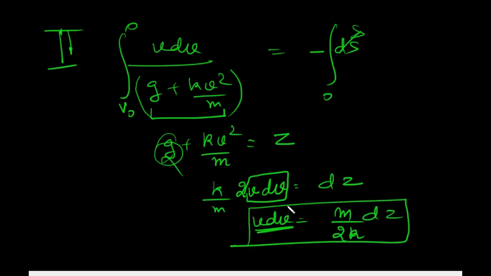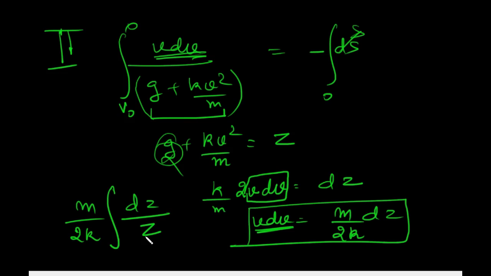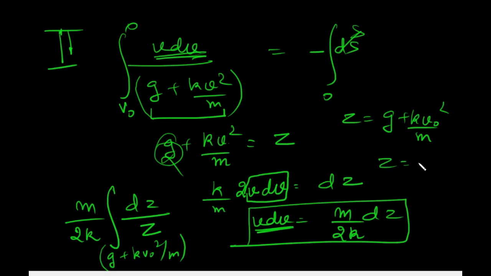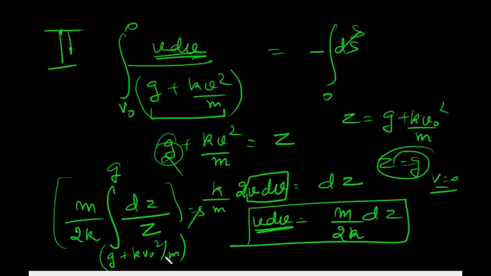Okay, so we put the value of v dv over here, and g plus kv square by m was z, so we get m by 2k dz by z. What will be the limits? You don't have to write v0 to 0 now because that was the limit of v. Here we have taken the expression in the form of z, so limits will change now. When v was v0, z was g plus k v0 square by m. So the limit will be g plus k v0 square by m to, when v is 0, z is simply g. So this is g. Now we have the expression equal to s, right?